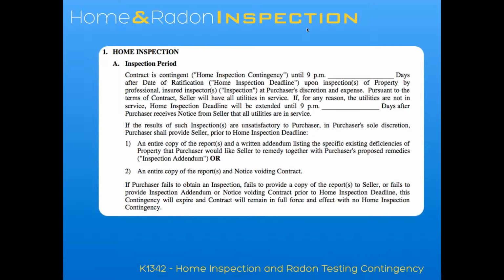All right, the next line says if the purchaser doesn't get their inspection done prior to or give me a copy of the reports prior to the deadline listed in that first paragraph, the contingency becomes void and we move on as if there's no contingency. The house becomes essentially as is because it defaults back to the core contract.